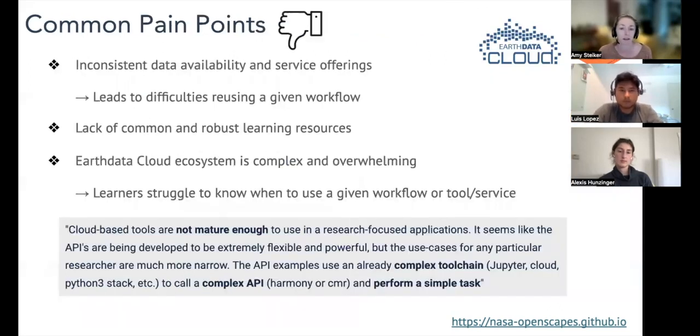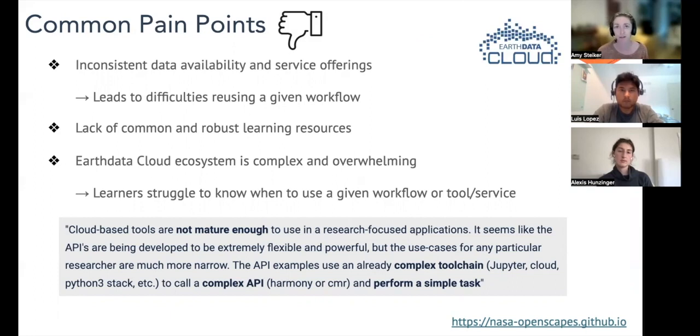Moving into pain points, and I think this is where we focus on what we can do to help improve this. So the big one is we still have a lot of inconsistencies when it comes to data availability and service offerings.